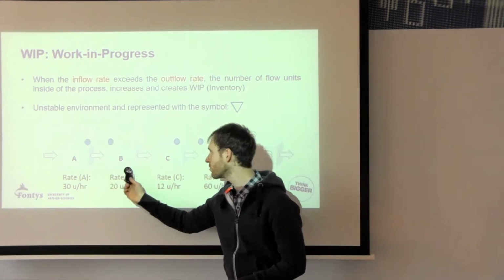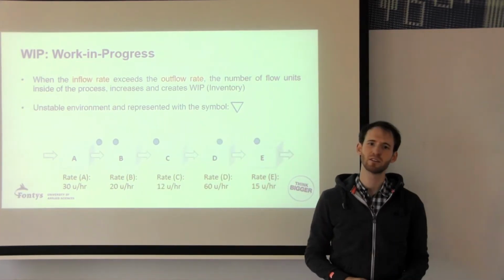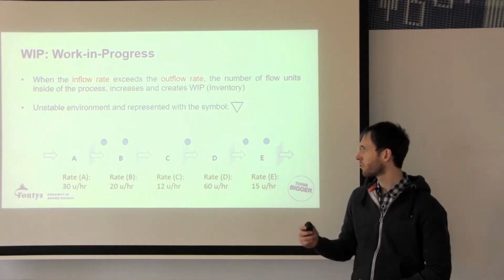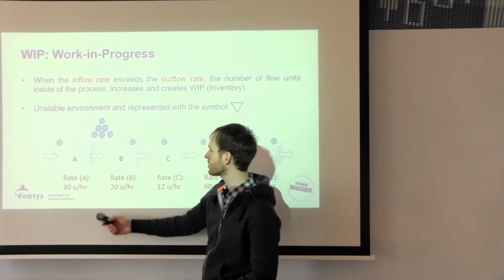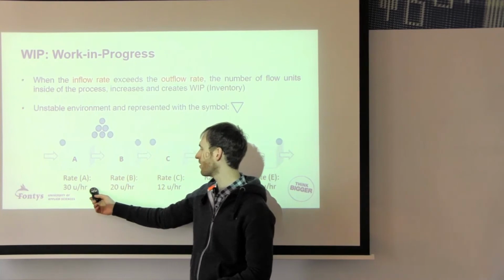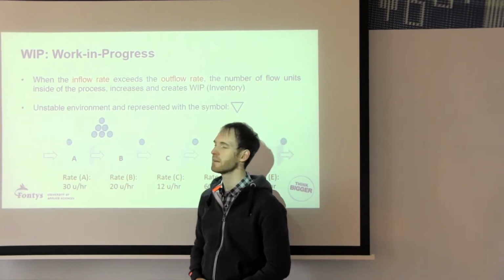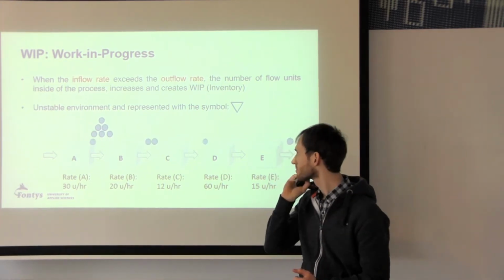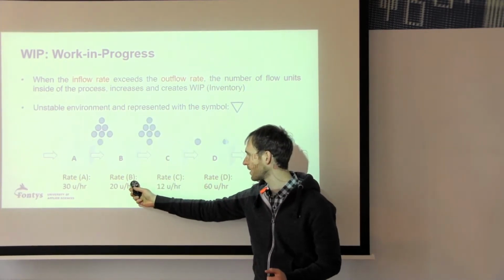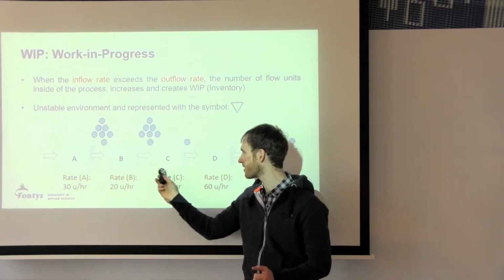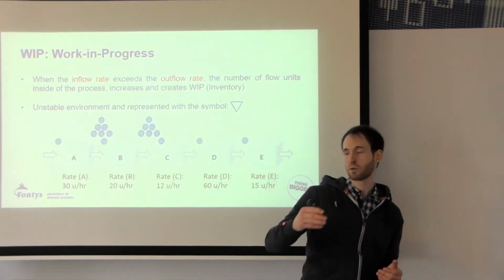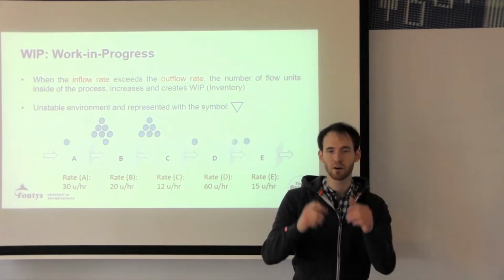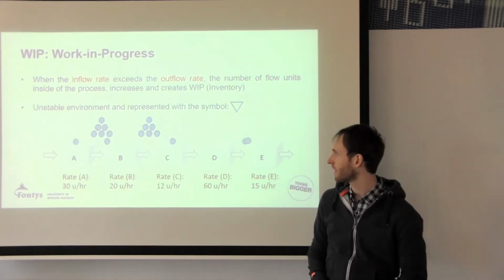So the question to you is, where does work in progress pile up? Where does it get more and more? First one is between A and B, because this is quite fast, 30, but it can only be processed further by 20. So there is some pile up of work in progress. The second one is here between B and C, because this is faster than this. So 20 units per hour, and this is only 12. So per hour, on average, there might be 8 that are piling up.